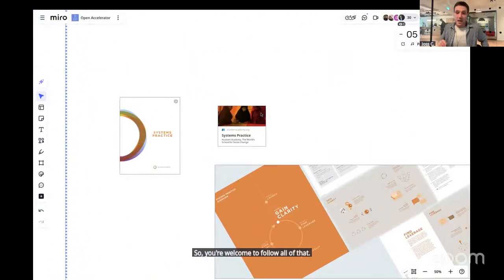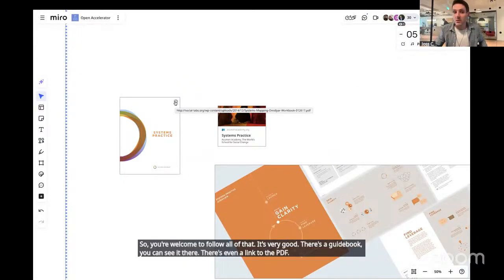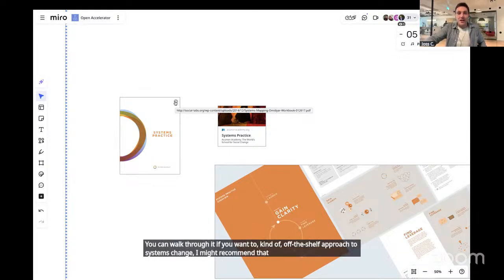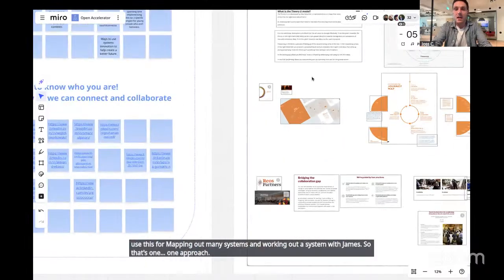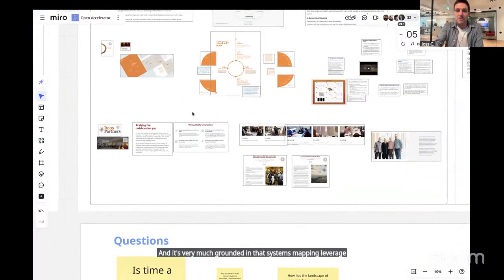It's very good. There's a guidebook. You can see it there. There's even a link to the PDF. You can walk through it if you want a kind of off-the-shelf approach to systems change. I might recommend that. Our partners at Reimagine Futures use this for mapping out many systems and working on system change. So that's one approach, and it's very much grounded in that systems mapping leverage points approach.